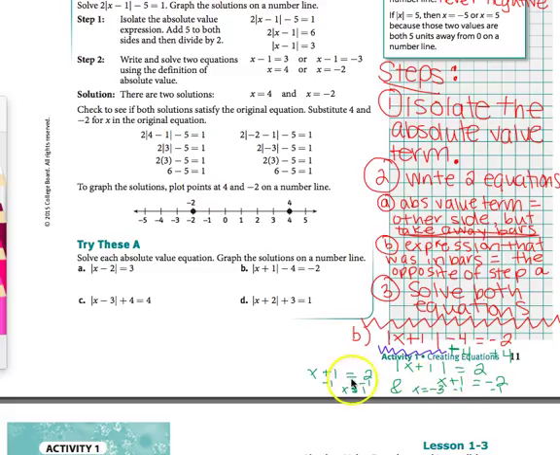Now, we have solved it. I'm just going to write my solution up here, x equals 1 and x equals -3. It does say to graph the solutions on the number line. When you're drawing the number line yourself, you need to include all the solution values. So obviously -3 and 1 need to be on there. And then you just need to include 0 somewhere.